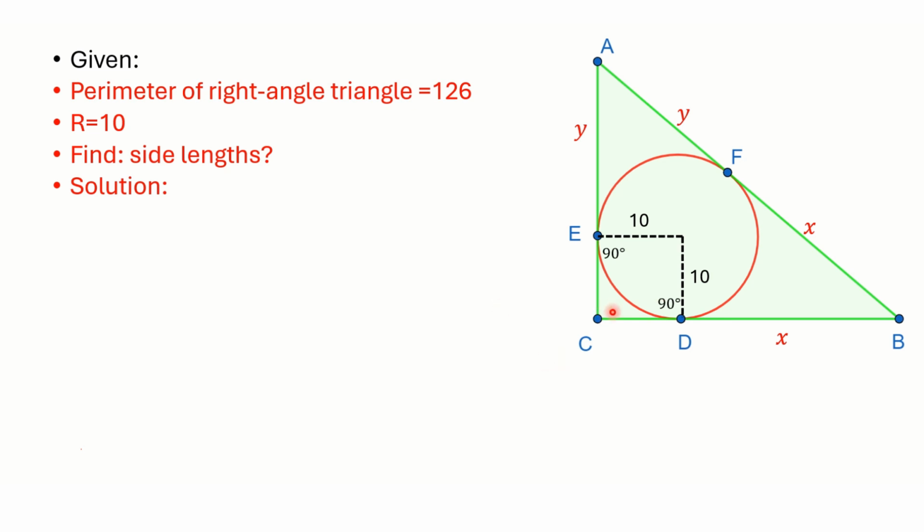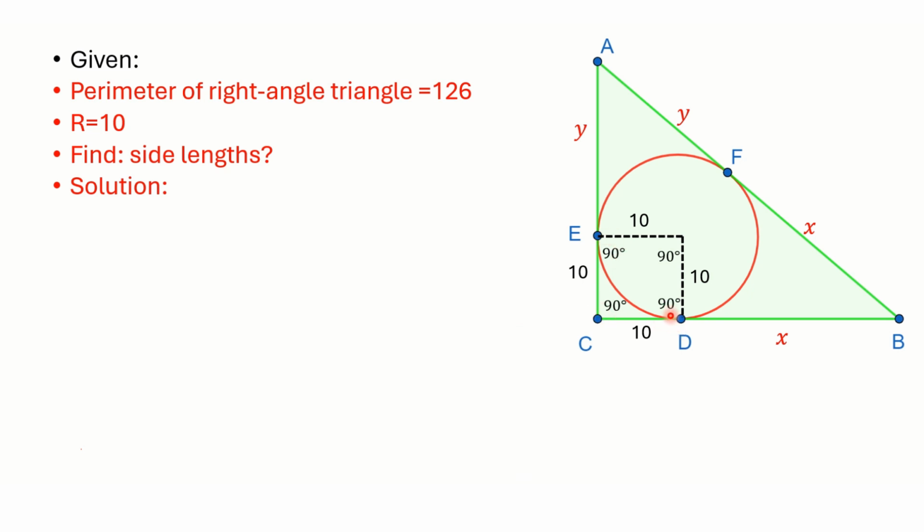This is also 90 degree because this is a right angle triangle. So now what about this angle? This angle will be 90 degree because the sum of all the angles is equal to 360 degree. So we already have 270. So this angle will be 90 degree. This means this is a square because this side and this side are equal and all the angles are equal. This means this length is 10 unit and this length is also 10 unit.